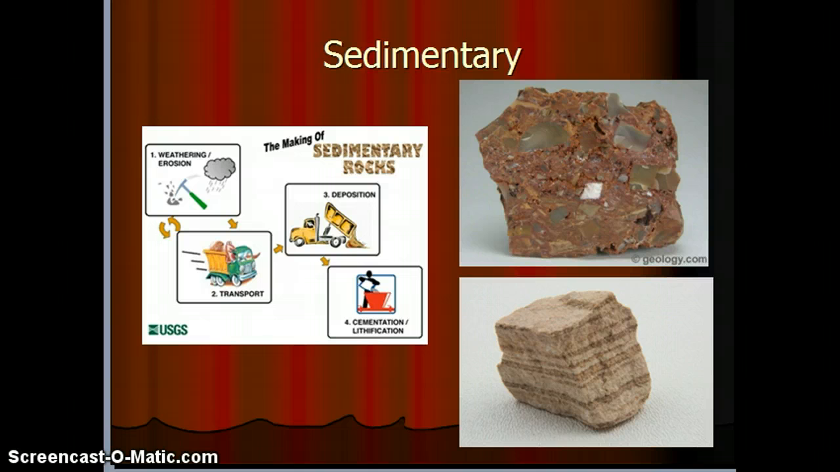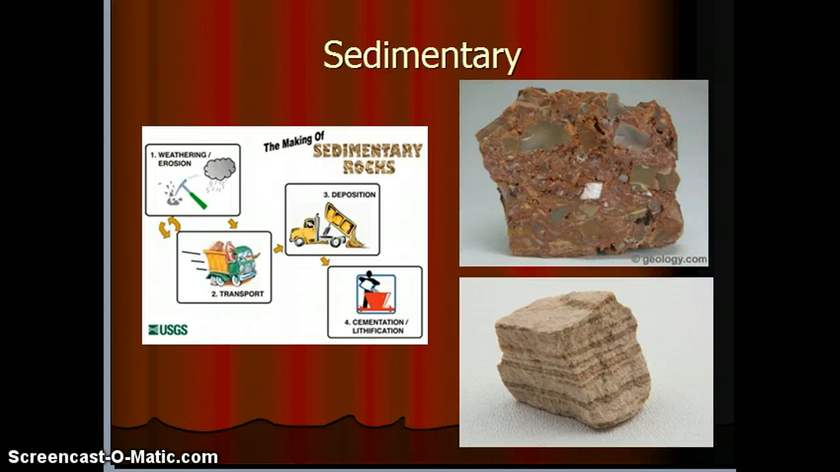Sedimentary. Sedimentary rocks form at the surface of the earth. So water and air break up pre-existing rock. This creates sediments that form into sedimentary rocks. Sedimentary rocks can also be formed from fossils and chemical activity. For example, water from a lake can dry up and leave behind different minerals.